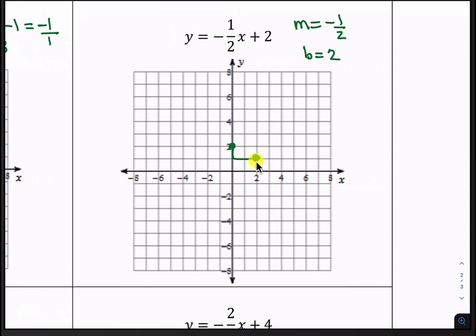Repeat the process. Go down 1 and to the right 2, and we have our third point. One more. Go down 1 again and to the right 2, and we have a fourth point. Connect those points with a straight line, and we have our graph.